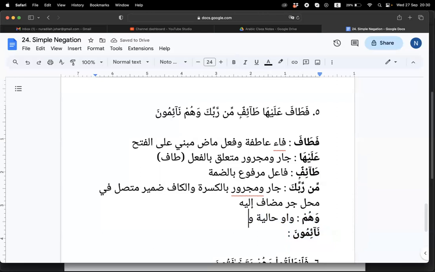So take "hum" as a new sentence. It will be the mubtada. So what kind of domir first? Domir munfasil. Good. Mabni ala sukun, and then fi mahali.